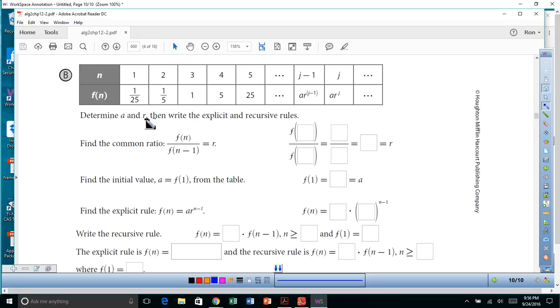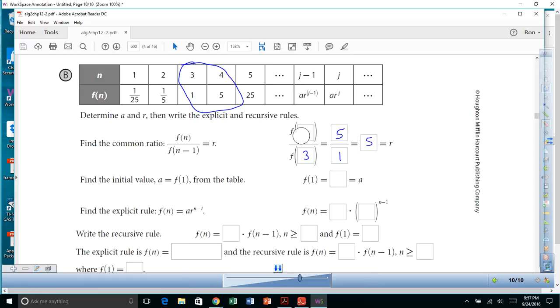Determine a and r, then write the explicit and recursive rules. Find the common ratio, f of n divided by f of n minus 1 equals r. Now, if you look here, this would be a good one to do: f of 4 equals 5, and f of 3 equals 1. So now you got 5 divided by 1, which is real easy, 5. You can use any of them. It doesn't matter. And I'll show you what I mean.